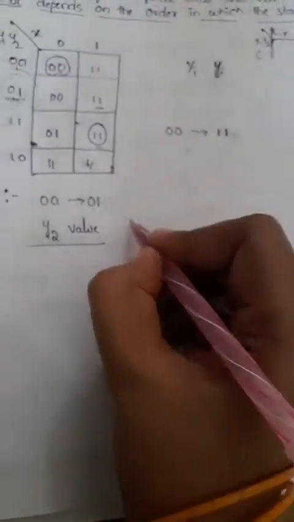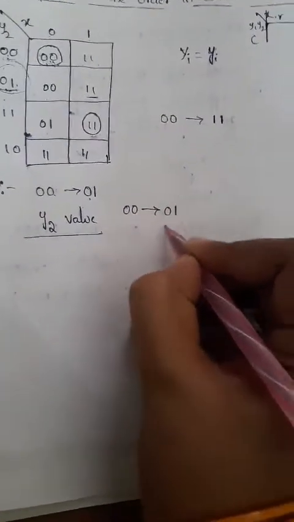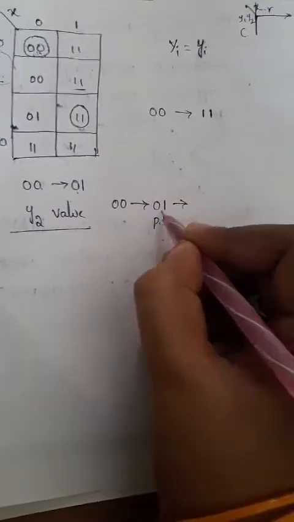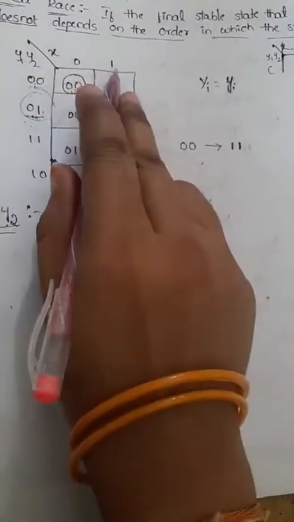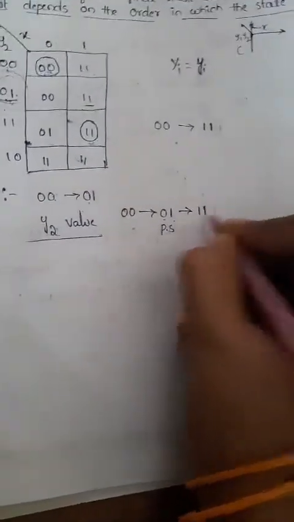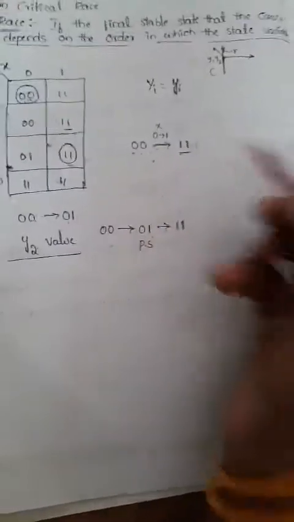So then 0 0 can change to 0 1. After some time it acts like a present state. Then when the input changes from 0 to 1, we'll get the output 1 1. Here also same thing. So 0 0 can change to 1, the input x value, and then we'll get the output 1 1. So this is another possibility.